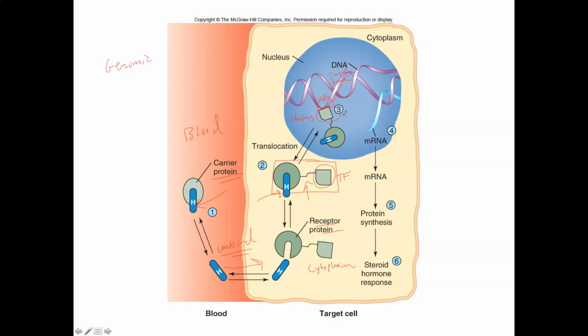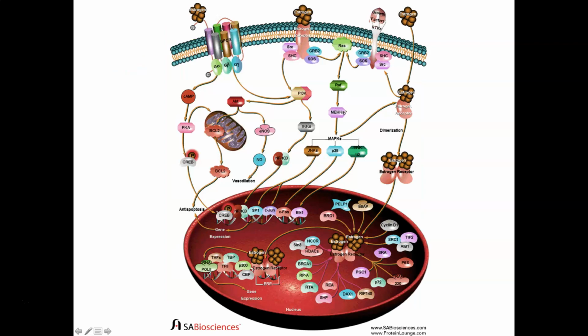So I'm going to show you a more complicated version of this. So in this diagram, it's still the same concept. Okay, we're still talking about genomic mechanism. Here we have steroid hormone estrogen entering through the plasma membrane, interacting with its receptor.